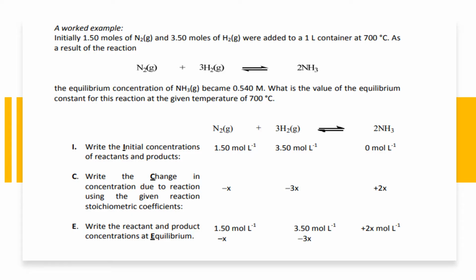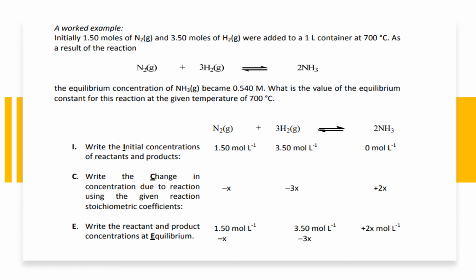Another example here is using an ICE table. Initially 1.50 moles of N2 and 3.50 moles of H2 were added to a 1 liter container at 700 degrees Celsius. As a result of the reaction, N2 plus 3H2 will give you 2NH3. The equilibrium concentration of NH3 becomes 0.54 M. What is the value of the equilibrium constant for this reaction at the given temperature of 700 degrees Celsius?